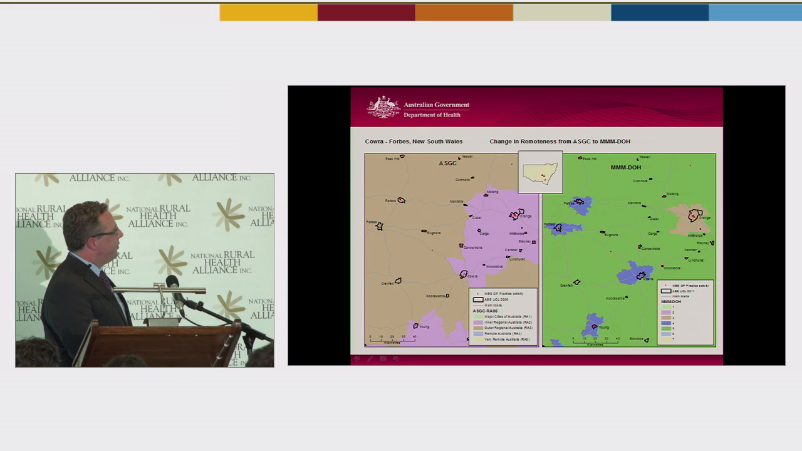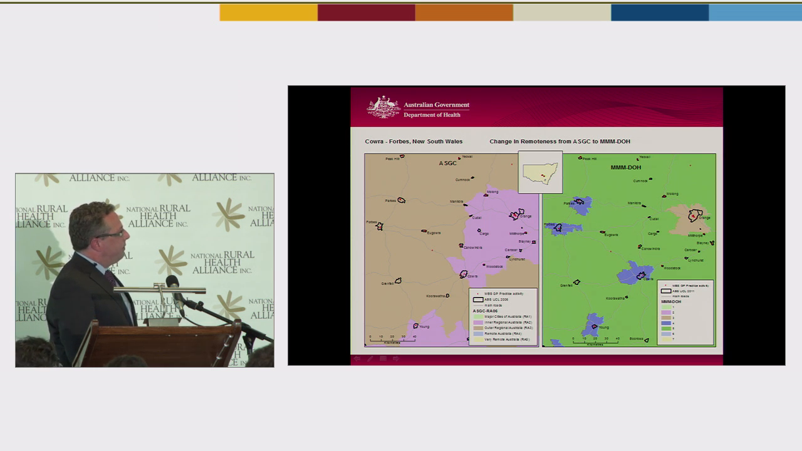We have Parkes, Forbes, and Cowra. The thing here, then, the reason we like showing this one is Forbes is RA3, Cowra is RA2. They both have very similar populations and very similar cities. But because Cowra, by road distance, is slightly closer to Orange, slightly closer to some of the bigger cities because of the road, it does fall into the RA2 classification.